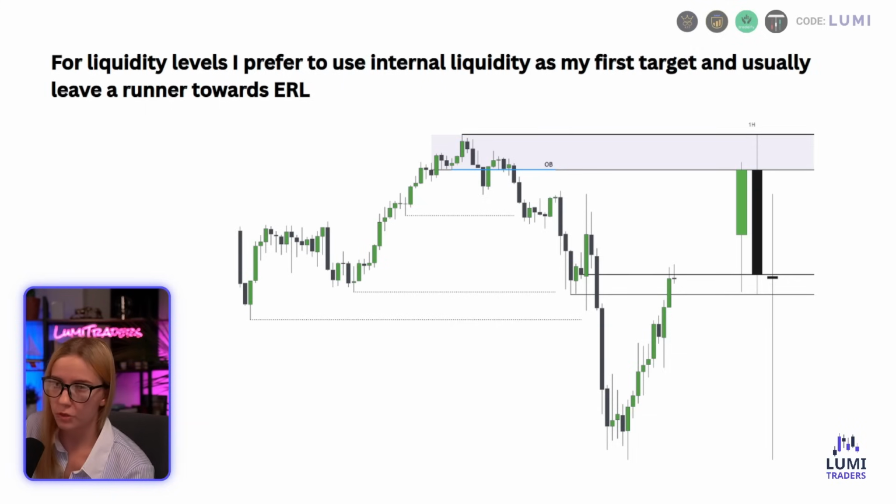And I usually leave some running toward external range liquidity. It's up to you. Once again, you can just close your trades at internal liquidity levels, watching for reversal right here because we tapped high time frame level, and our direction of the trend is bearish right now.